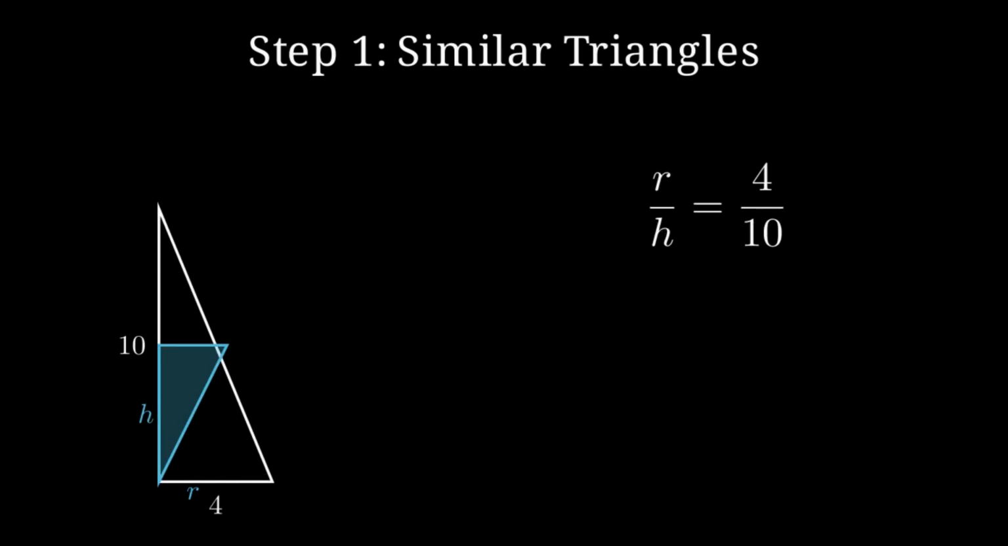We can use similar triangles to relate them. The ratio of the water's radius to its height is the same as the ratio of the tank's radius to its height. Here, r over h equals 4 over 10. Solving for r, we get r equals 0.4h.